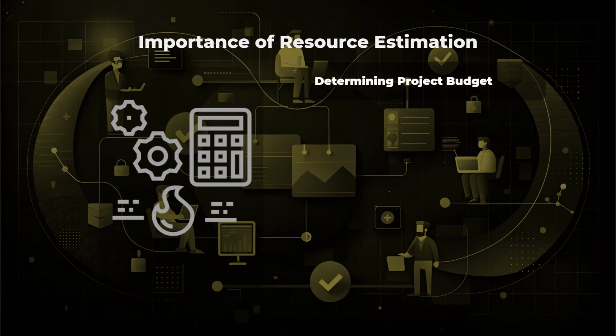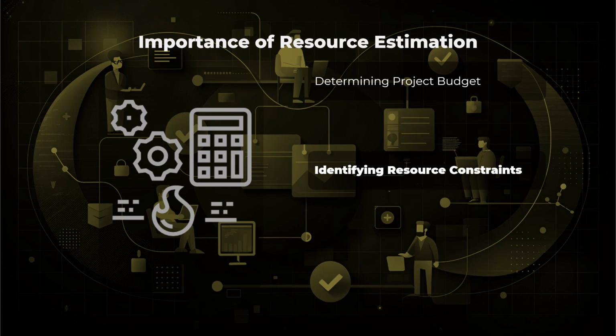Determining project budget. Resource estimation is crucial for determining the budget of a project. By accurately estimating the resources required, including manpower, materials, equipment, and other expenses, project managers can develop a realistic budget. This ensures that sufficient funds are allocated to complete the project without exceeding the financial constraints.